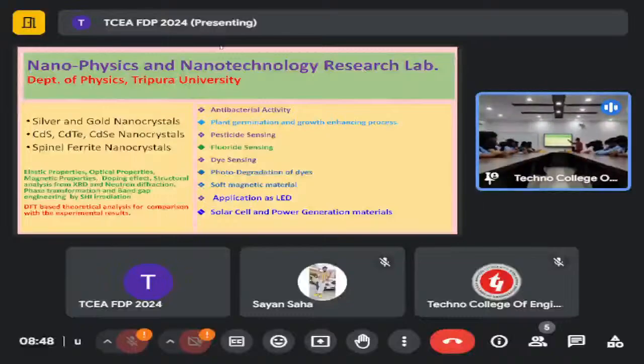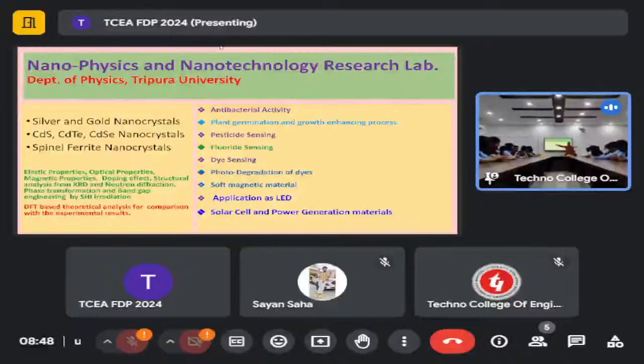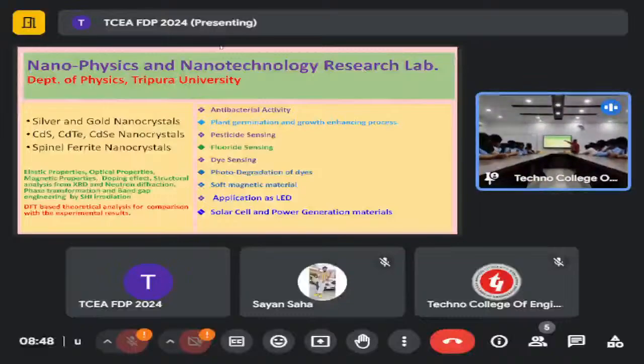We are doing some research work on silver and gold nanoparticles, some semiconductor nanoparticles, as well as some magnetic nanoparticles, right? We have applied the nanoparticles for antibacterial activity. Now we are working on cancer also, and some plant germination.